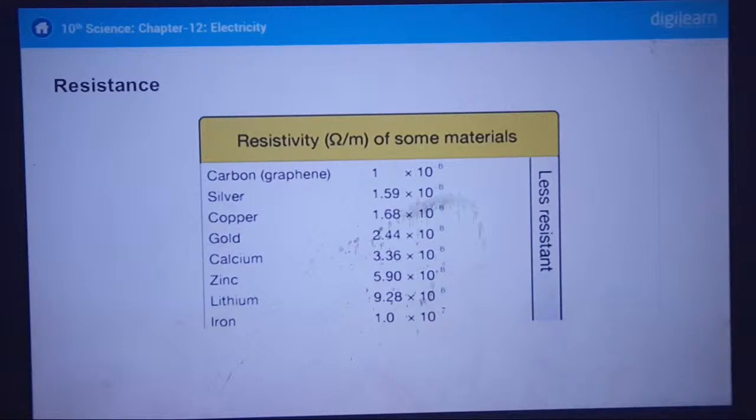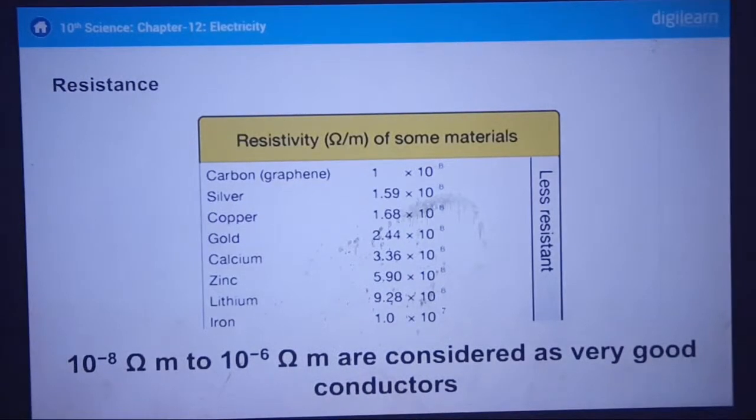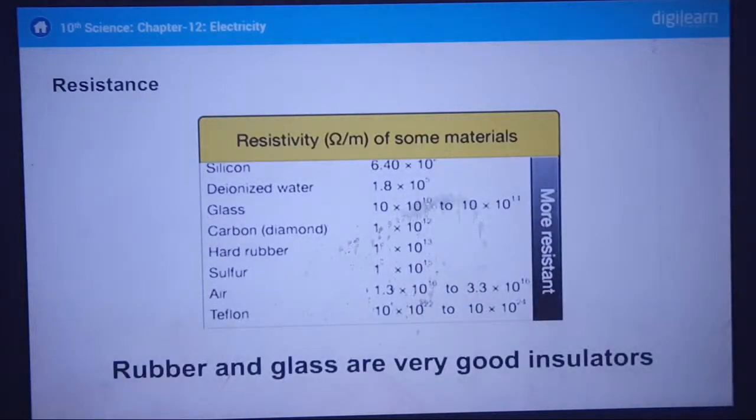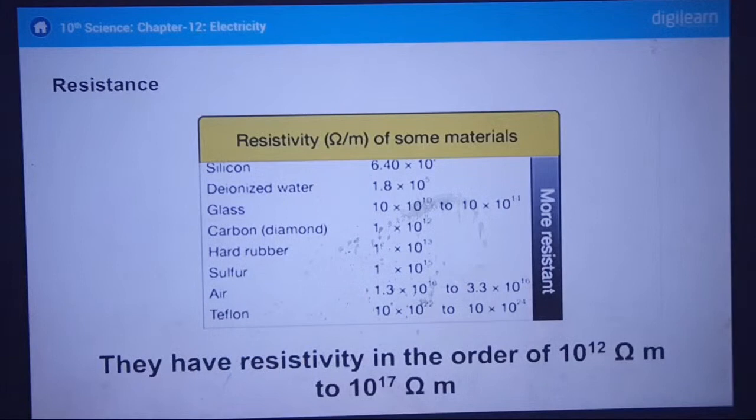Materials having resistivity in the range of 10^-8 ohm meter to 10^-6 ohm meter are considered as very good conductors. Silver has resistivity equal to 1.60 × 10^-8 ohm meter, and copper has resistivity equal to 1.62 × 10^-8 ohm meter. Rubber and glass are very good insulators. They have resistivity in the order of 10^12 ohm meter to 10^17 ohm meter. Resistivity of materials varies with temperature.